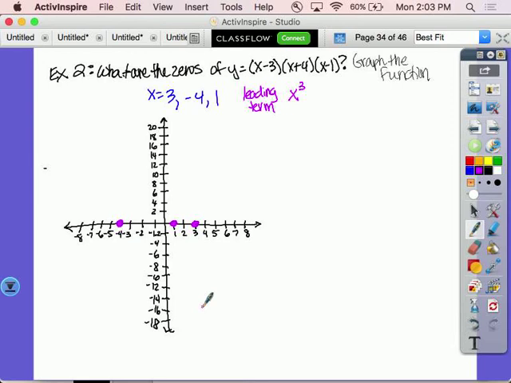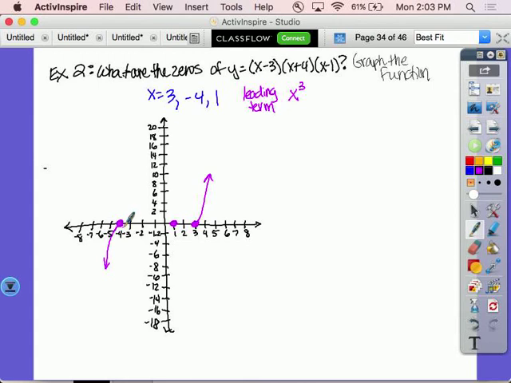I can also graph my end behavior. If my leading term is positive x to the third, what does that tell me about the right-hand side of the graph? Does it go up or down? It goes up. So this one's going to end up going up. And because the degree is odd, what's the left-hand side going to do? It's going to do the opposite. It's going to go down.